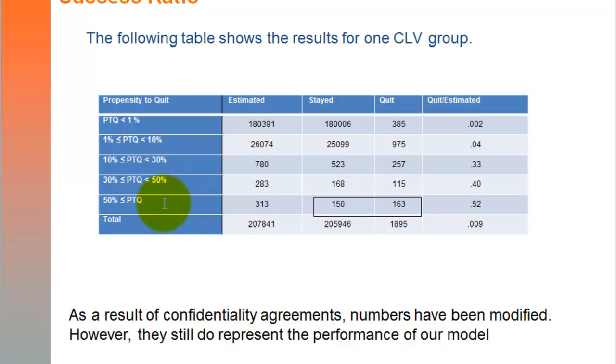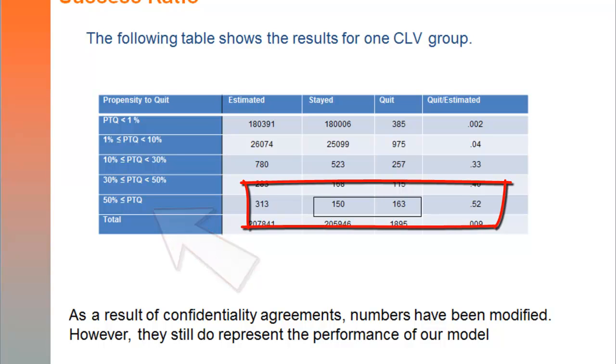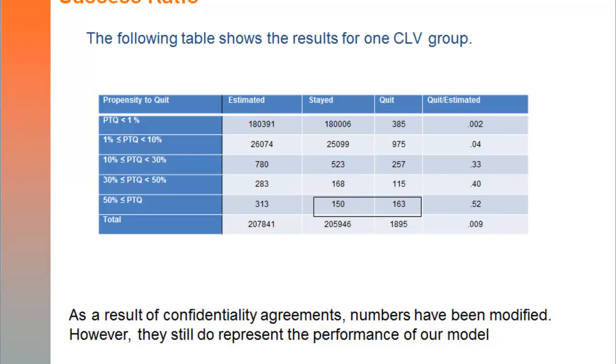Here's an example to show you how powerful the model that we develop is. In this scenario, we have 207,000 customers. In the bucket of greater than 50% propensity to quit, we found 313 customers, and we estimated that more than 50% of them were going to quit in the next quarter. The actual number was 163, or 0.52. You can look at every other ratio here. The same thing occurs, which shows how powerful and precise our model has been.